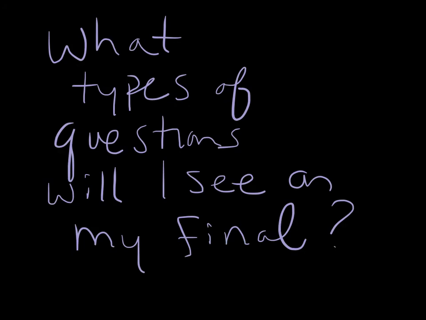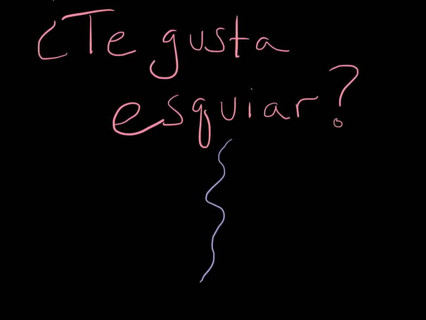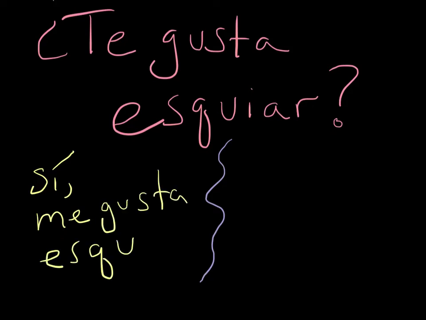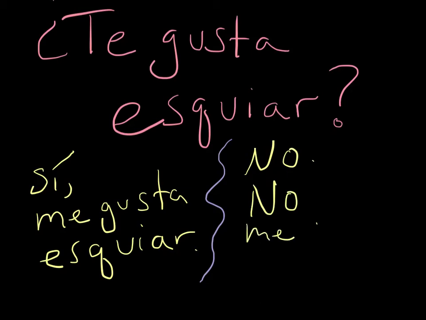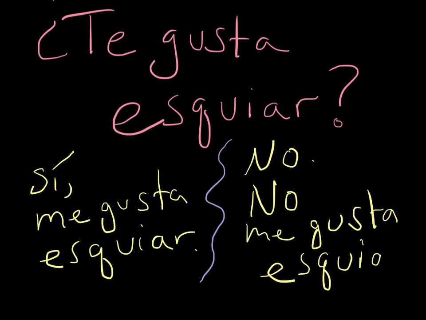First question. ¿Te gusta esquiar? Do you like to ski? Okay, ¿te gusta esquiar? Do you like to ski? And you would either say sí, me gusta esquiar. Yes, I like to ski. Or you would say no, no me gusta esquiar. No, I don't like to ski.